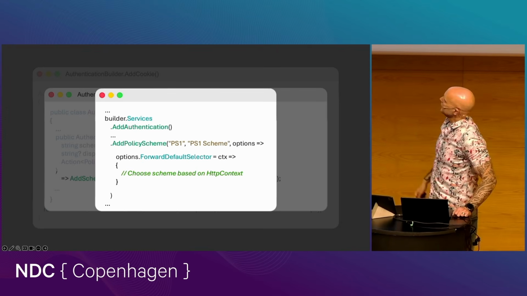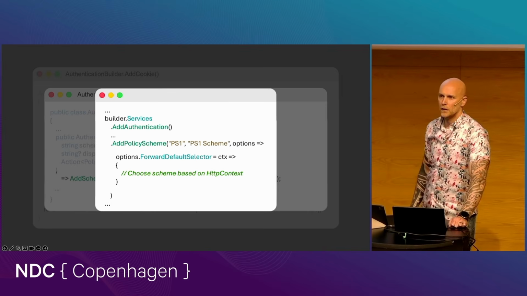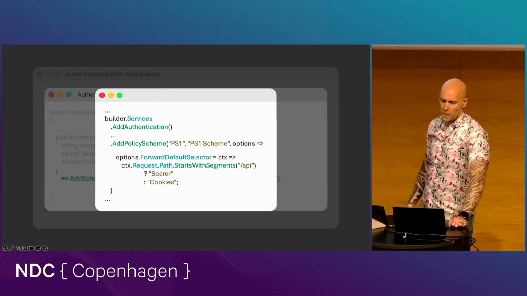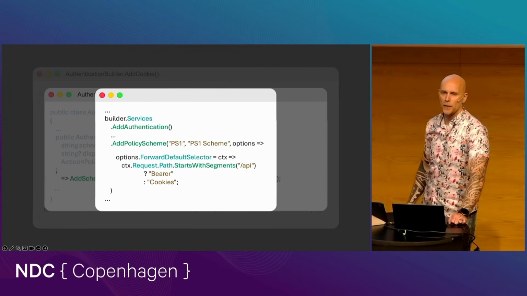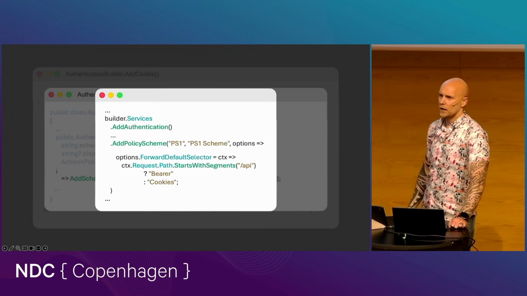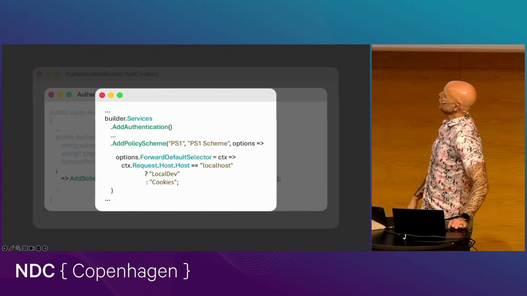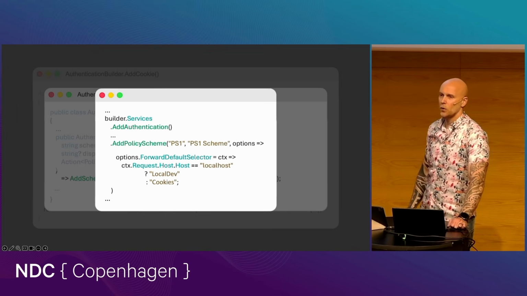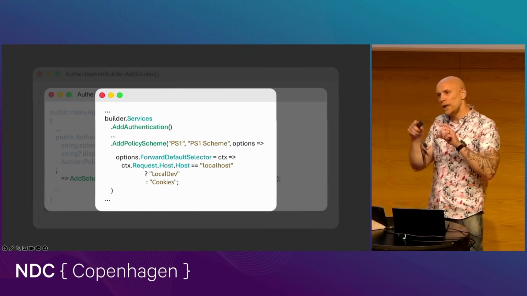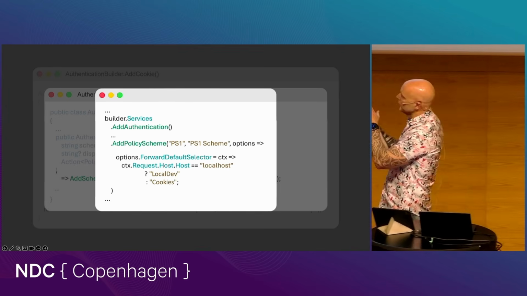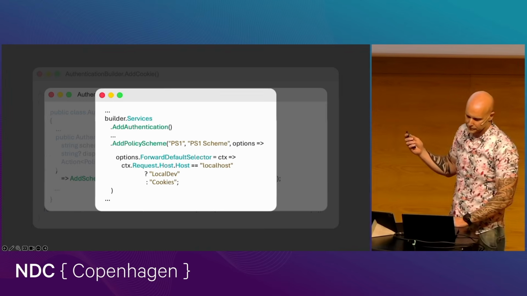But it becomes useful when it says, oh, I also have this thing here, ForwardDefaultSelector, that allows you to have a function. Using that, we can do things like, what scheme should I use? Well, if the path starts with /api, I want you to use the bearer scheme. If not, cookie scheme. Or, what's your host? Oh, you're on localhost? Then I want you to authenticate using the local dev scheme. Otherwise, I want you to use the cookie scheme, for example. So it allows us to tweak, and we can still point all of our endpoints to one scheme, but that scheme can then delegate the work to other handlers in a smart way, or other schemes.